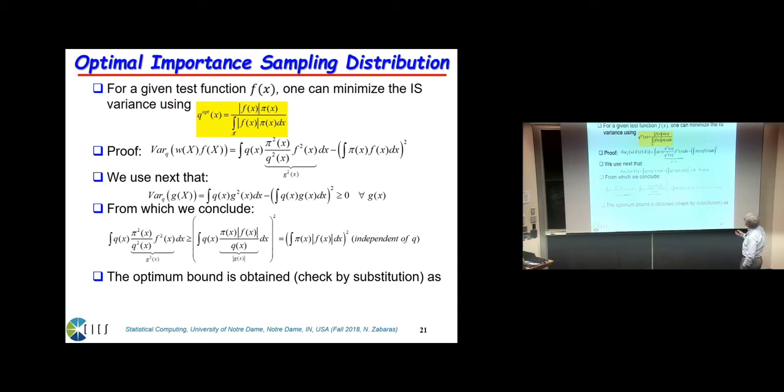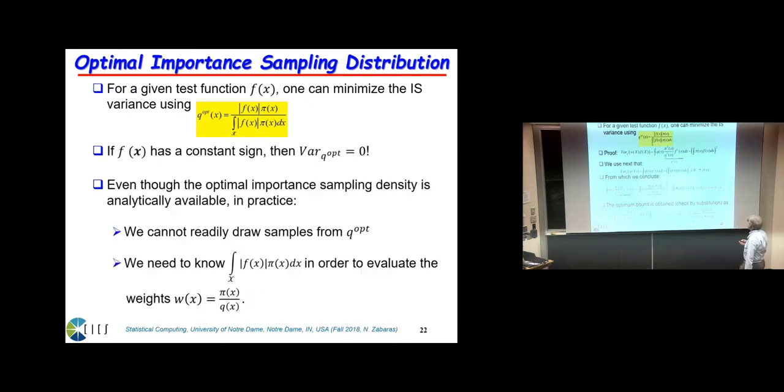Now, obviously, this is not very practical because first it requires the absolute value of f, so if f changes sign, this can be a problem. And then of course you have to calculate this integral in the denominator, which is not practical to do. But it's good to know that there is such a thing that minimizes the variance, all right, and that it is given like that.